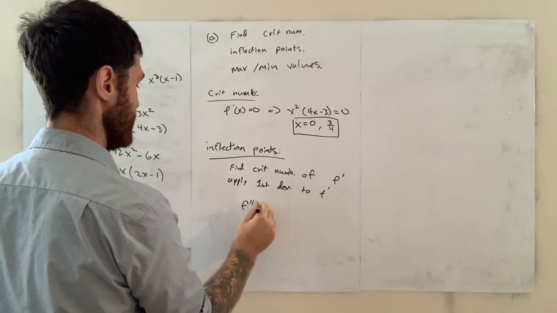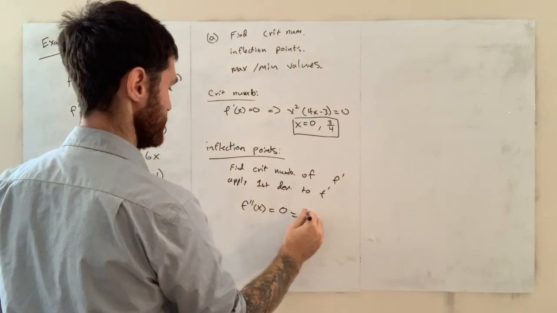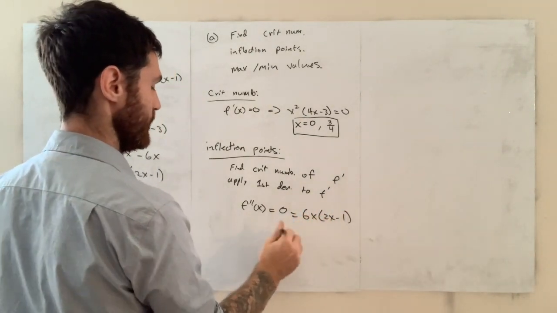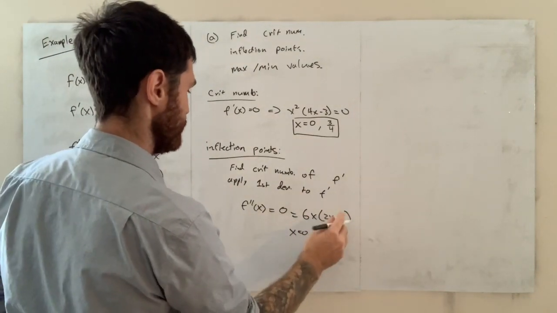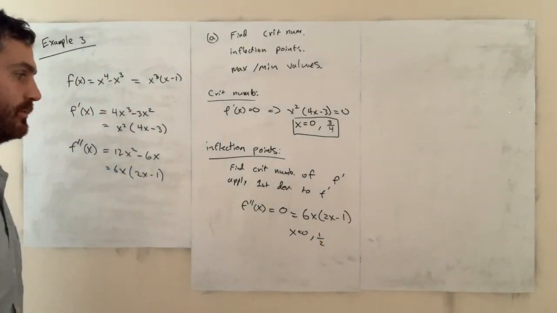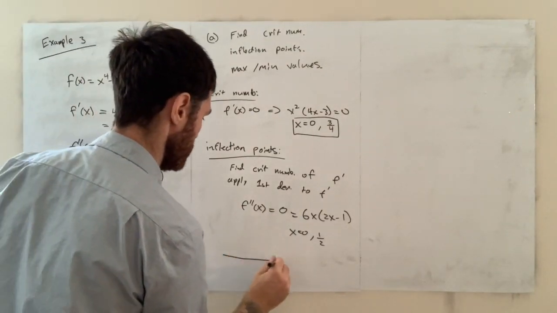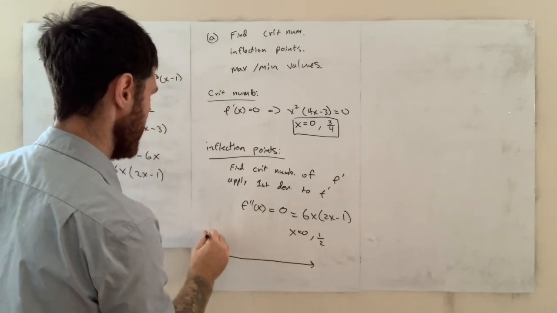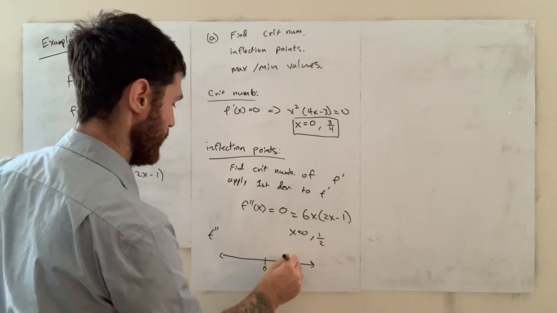That means we want to set f double prime equal to 0. So this is 6x times 2x minus 1. And you're going to get that x could be equal to 0, or x could be equal to 1/2. And so these are the points of inflection candidates. If I look at this, I'm going to get 0 and then 1/2.